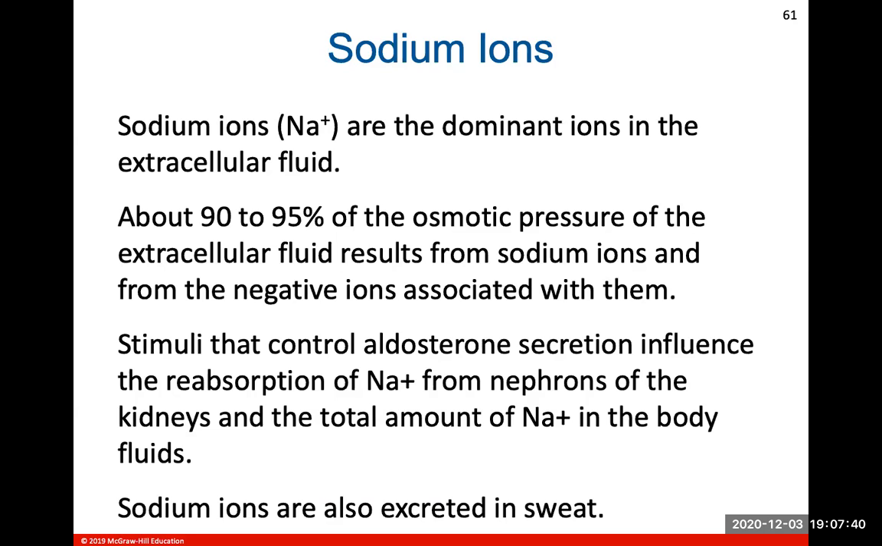Sodium ions are the dominant ions. About 90 to 95% of the osmotic pressure of the extracellular fluid results from sodium ions and the negative ions associated with them. Stimuli that control aldosterone secretion will often influence the reabsorption of sodium back into the body. Sodium ions are also excreted in sweat.